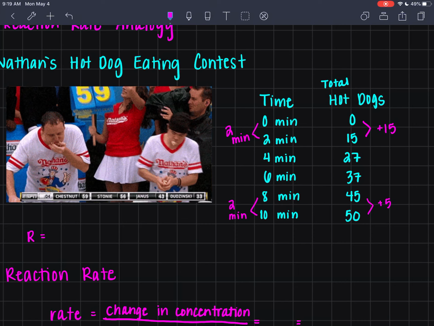My pink values over here for my hot dogs, the plus 15 and the plus 5, this isn't the total number of hot dogs I've consumed. This is the change in the number of hot dogs I've consumed. So my plus 15 means that I changed the total number of hot dogs I consumed by 15. My plus 5 means I changed the total by 5.